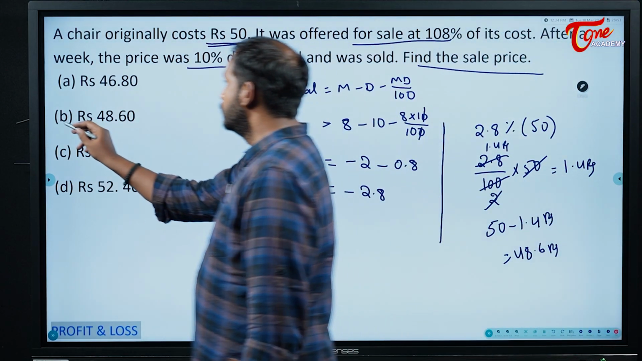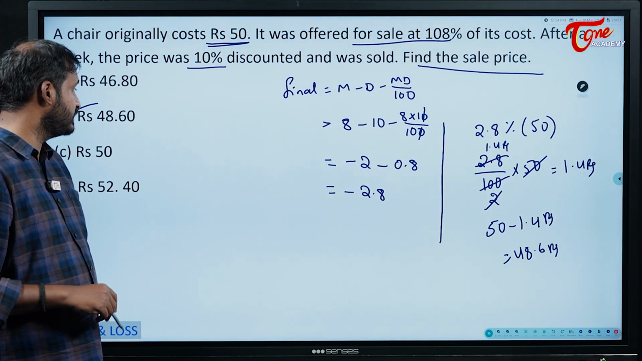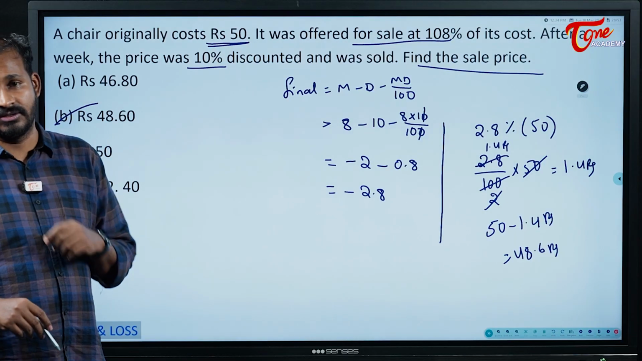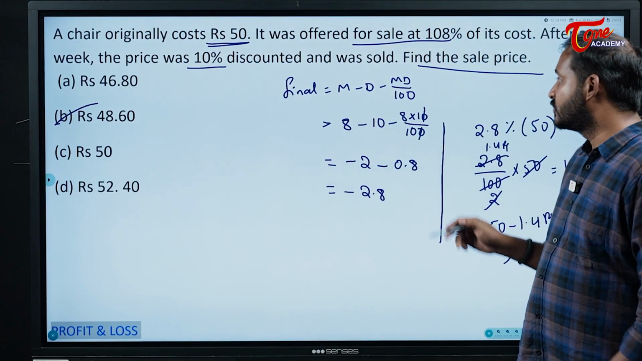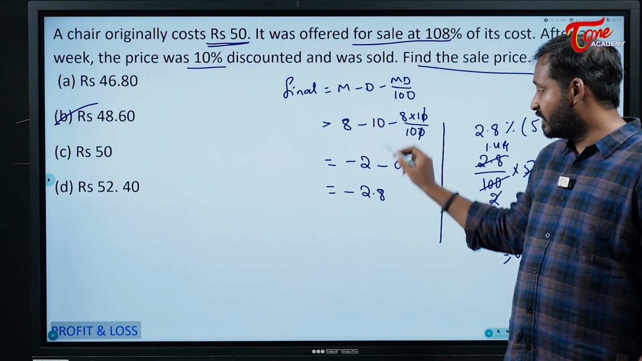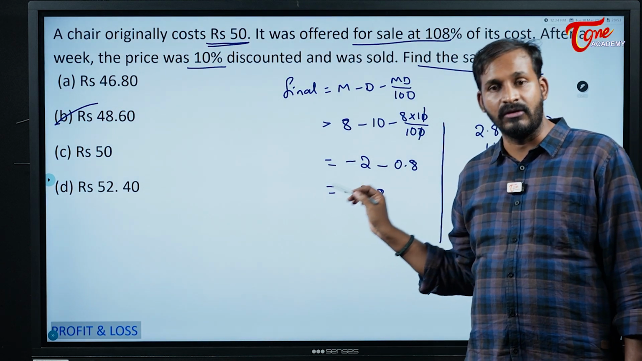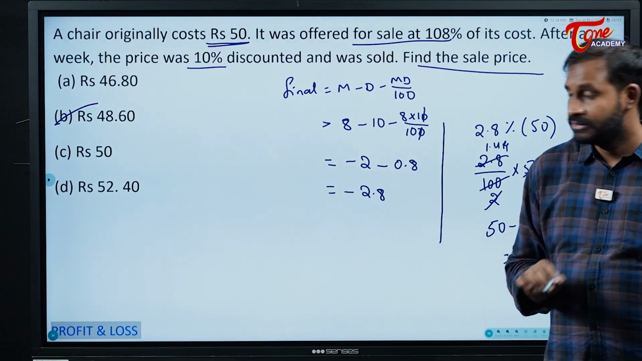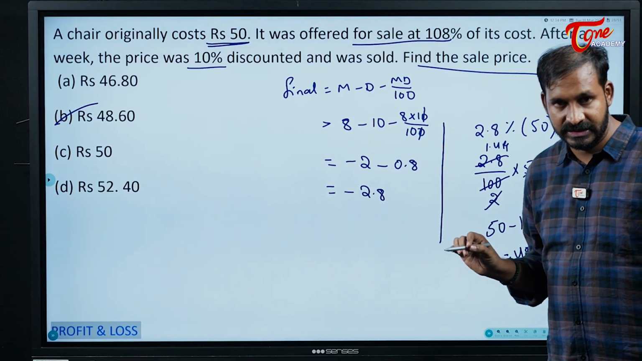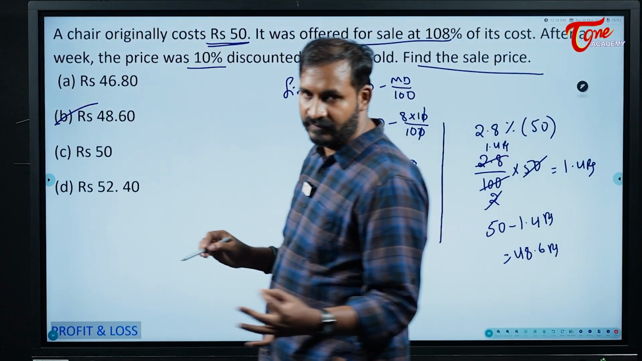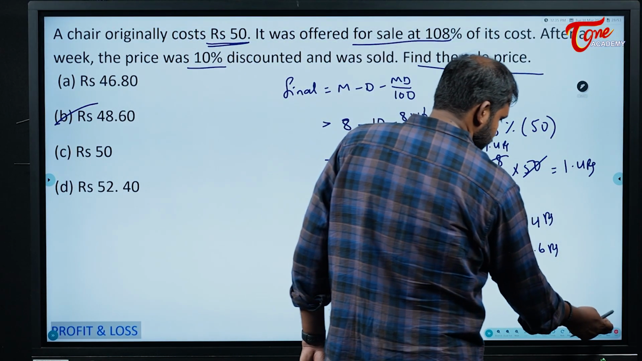That means the sale price of the chair is 48.60 rupees. So what have I done? We first calculated the overall difference in the price. The overall difference in the price is a loss of 2.8%. So what is 2.8% of 50? I calculated that it is 1.4 rupees. That means I need to subtract that 1.4 from 50, so that the actual sale price is 48.6 rupees.